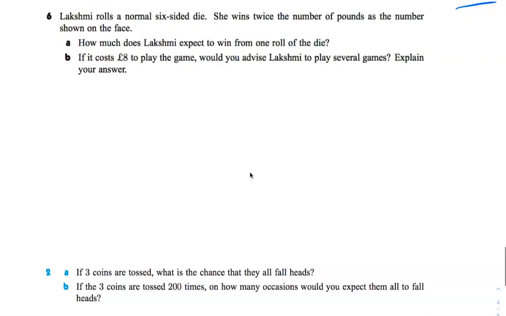Okay, a couple more and then we're done. Like Shimi rolls a number-sided die. She wins twice the number of pounds as the number shown on the face. How much does Shimi expect to win from a normal die? So it's kind of the same question, but this time, let's make our favorite little probability distribution table here.